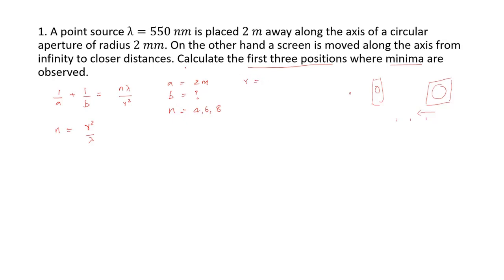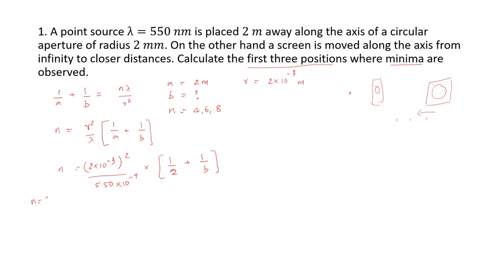Here r is the radius of the aperture and it is given as 2 millimeter, so 2 into 10 to the power negative 3 meter. So n is equal to r squared by lambda into 1 by A plus 1 by B. Here r squared is 2 into 10 to the power negative 3 the whole squared divided by lambda, which is given as 550 nanometer, that is 10 to the power negative 9, into 1 by A. A is given as 2 meter, plus 1 by B. We need to find B. This is a common equation.